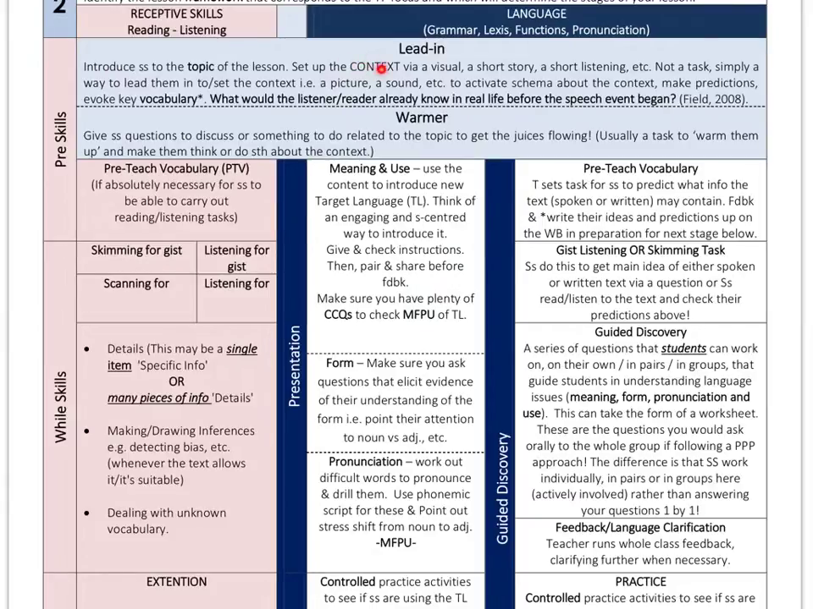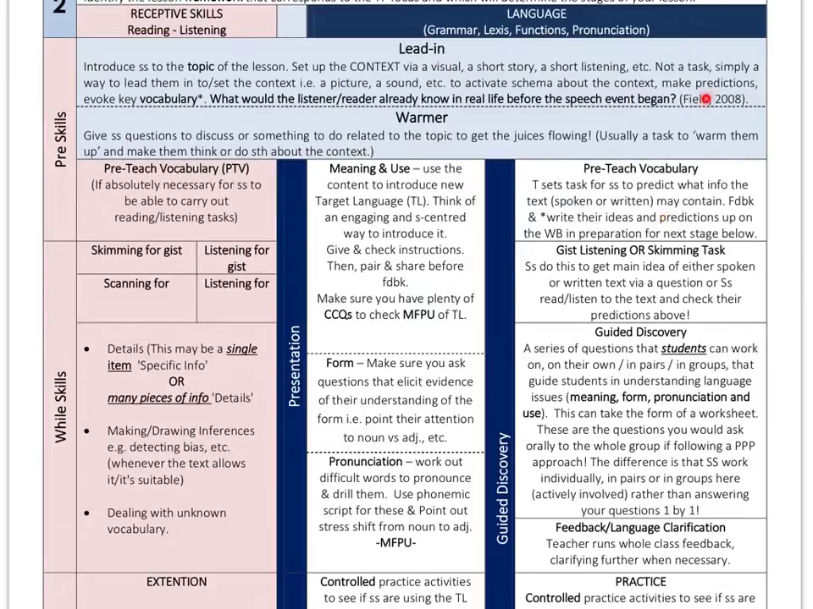So you can set the context via a visual, or telling them a short story, or where they listen to a short story or a short listening, or something along those lines. It is not a task, but simply a way to lead them into or set the context. So a picture, a sound, an anecdote, something along those lines, to activate schema or schemata about the context, to get the juices flowing. You could make them make predictions, or evoke key vocabulary. As you can see, there's an asterisk here that is related to pre-teaching vocabulary, so we will look at that in a minute.